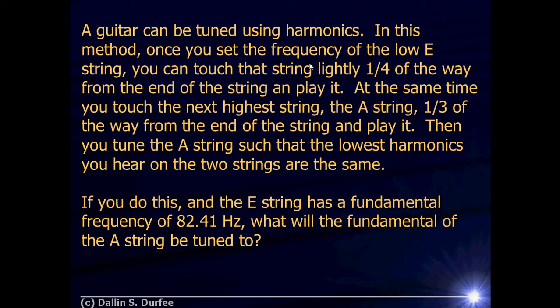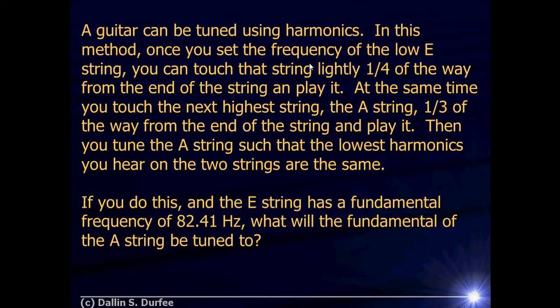At the same time, you touch the next highest string, the A string, a third of the way from the end of the string and play it. Then you tune the A string such that the lowest harmonics you hear on the two strings are the same. If you do this and the E string has a fundamental frequency of 82.41 Hz, what will the fundamental of the A string be tuned to?